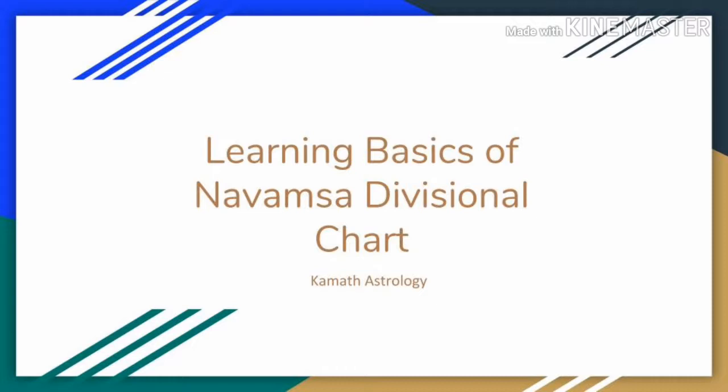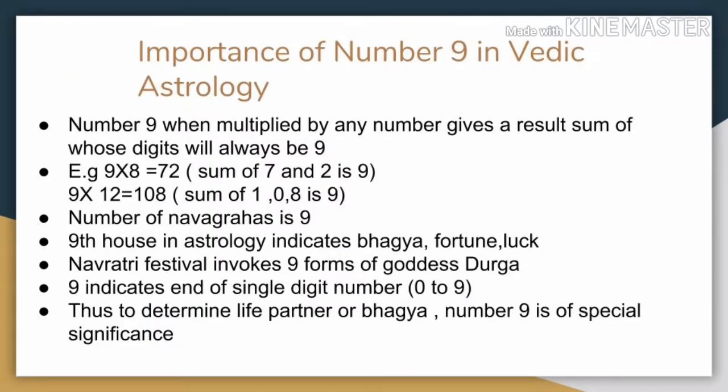Today we will cover the topic Navamsa chart in Vedic Astrology, which is a divisional chart. Now before we cover the Navamsa chart, let us first understand the significance of the number 9 in Vedic Astrology. Now 9 is a very unique number.